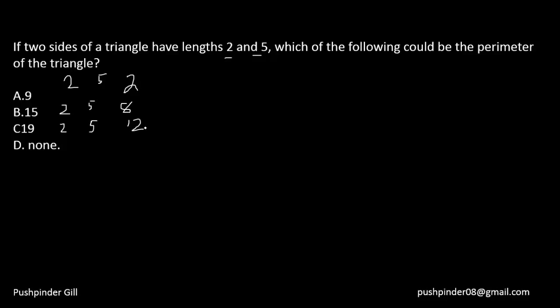Now, are these triangles possible or not? Well, the sum of any two sides has to be greater than the third side. If I see 2 plus 2 is 4, which is not greater than 5, it can't be a triangle. 5 plus 2 is 7, which is not greater than 8, not a triangle. 5 plus 2 is 7, which is not greater than 12, not the answer. That means my answer is that none of them will make a triangle. So it's very important when the question says which of the following could be a triangle or could be the perimeter of the triangle, make sure you use that the sum of any two sides is always greater than the third side, no matter which two sides you choose. Only then will it be a triangle.